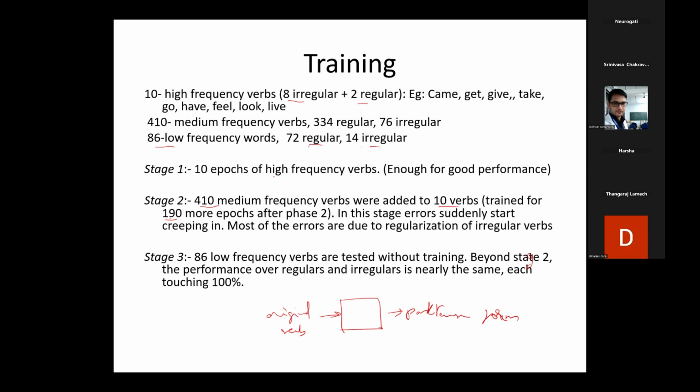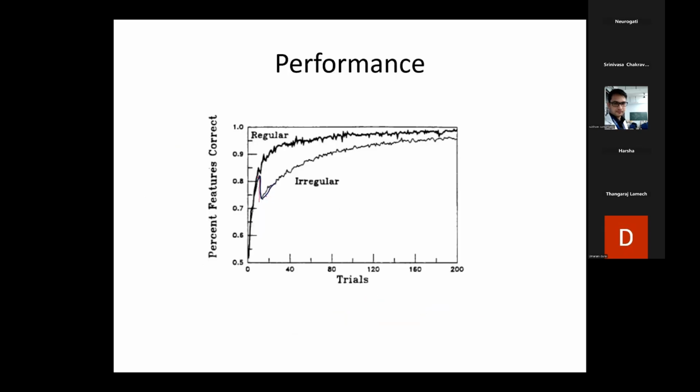In stage 1, the network is trained only on the high-frequency verbs, the first set, for only 10 epochs. This stage 1 is supposed to represent early stage learning of the children. Then in stage 2, they have taken the second data set with 410 medium-frequency verbs, and they trained the same network further, beyond stage 1. In stage 3, they only tested the network on these 86 low-frequency verbs, with no further training. So let us see what happens.